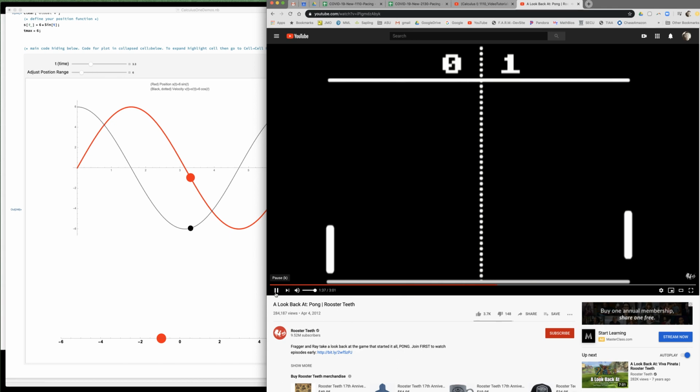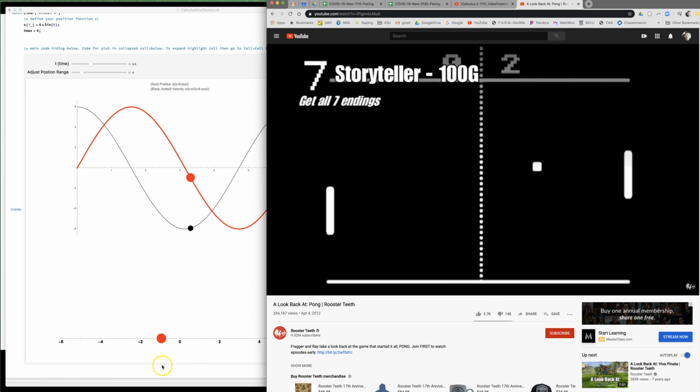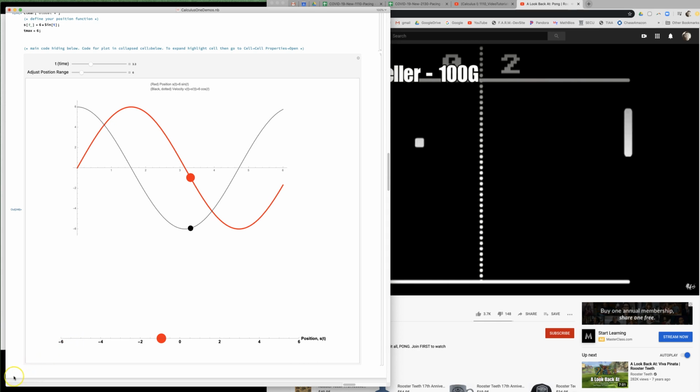So what you were doing here with the Pong paddles is trying to control the function in red to make the paddle end up at the right place at the right time to knock the ball. So ends this introduction to rectilinear motion.